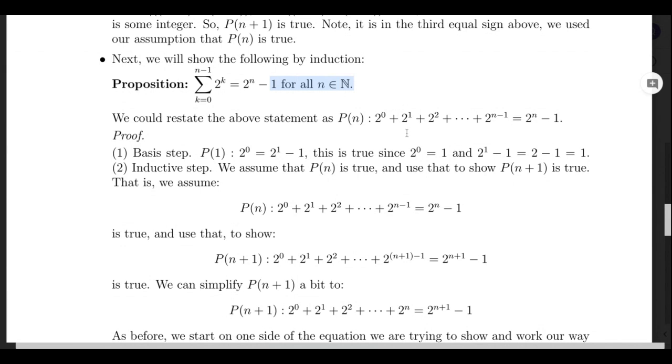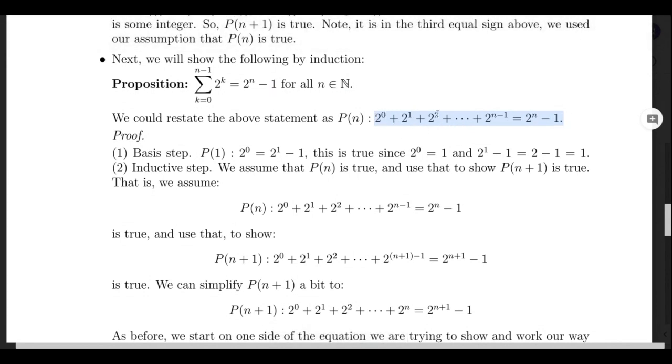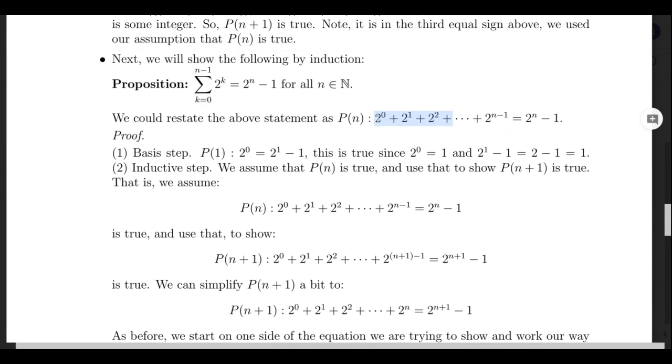Or we can write it this way: 2 raised to 0, 2 raised to 1, 2 raised to 2, up to 2 raised to n minus 1, equals 2 raised to n minus 1. All right. So the summation is a shorthand for this.